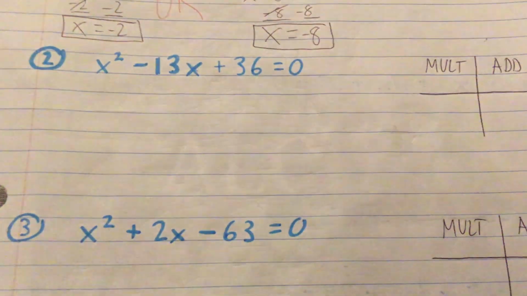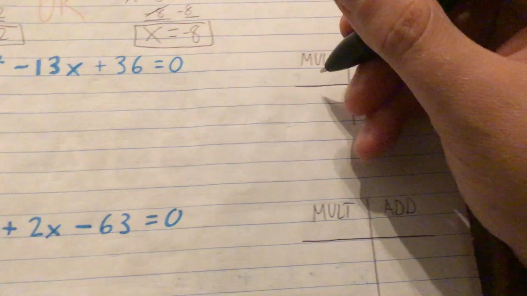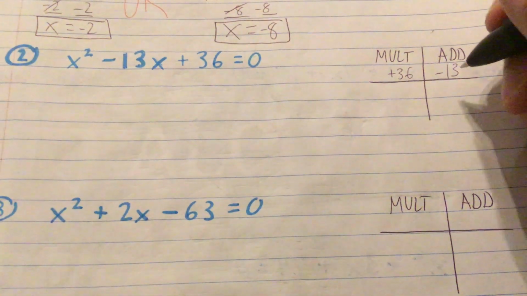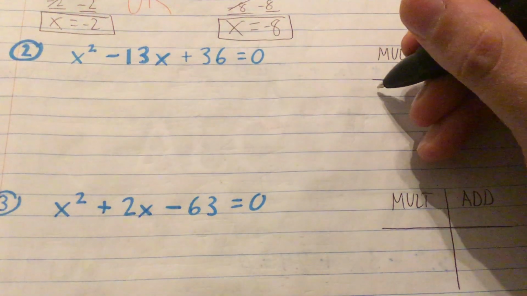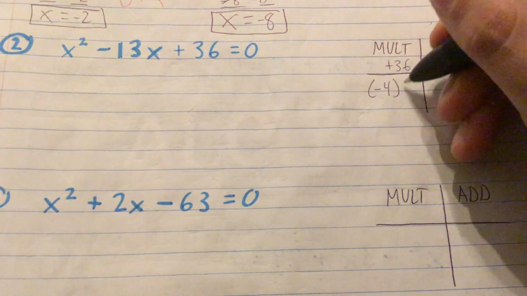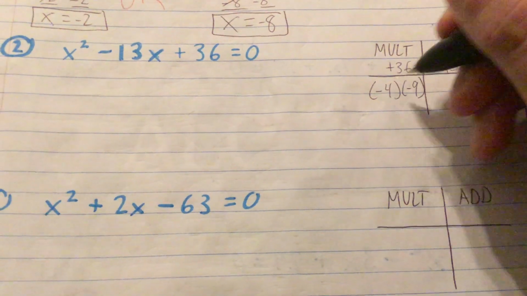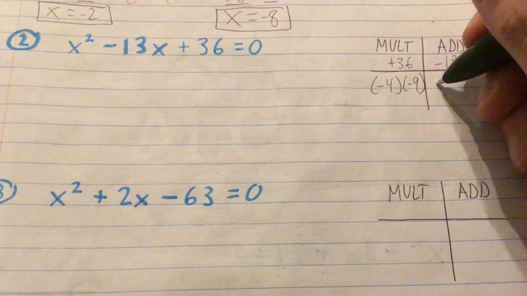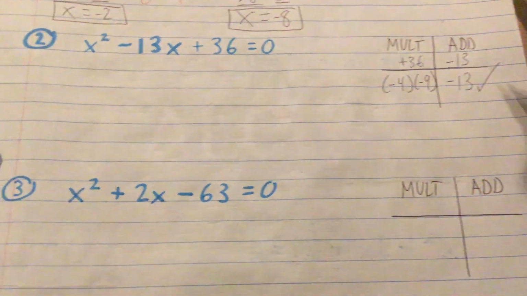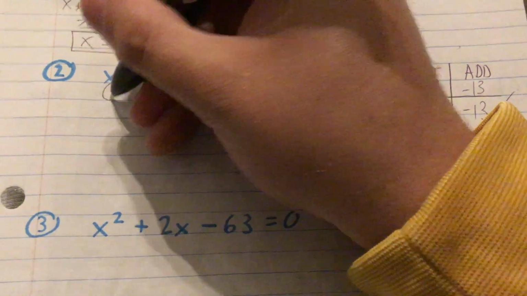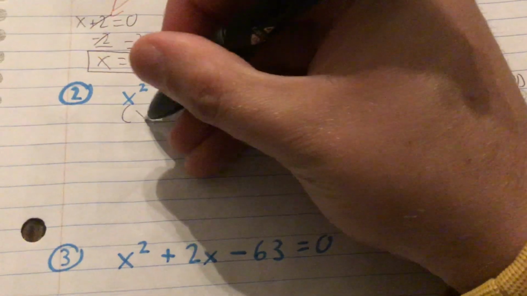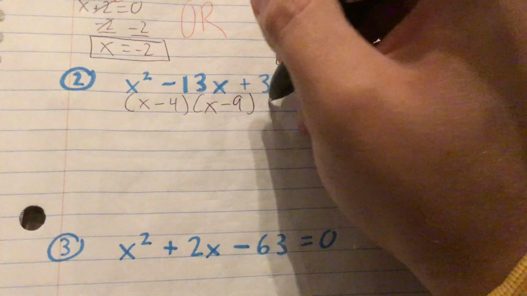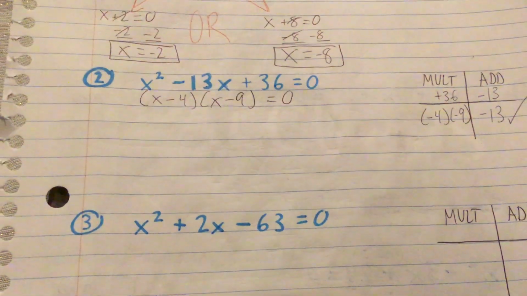All right, number 2. The two numbers that multiply to positive 36 and add to negative 13, that has to be a negative-negative combination, in particular negative 4, negative 9. Negative 4 times negative 9 is positive 36. Negative 4 plus negative 9 is negative 13. We win. So what does that do? That factors our quadratic trinomial into x minus 4, x minus 9 is equal to 0.